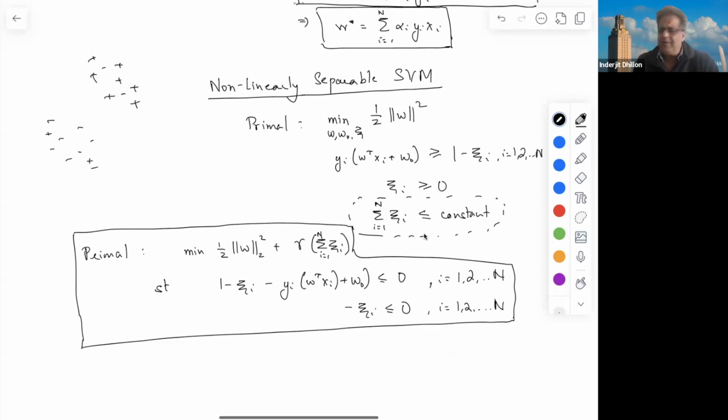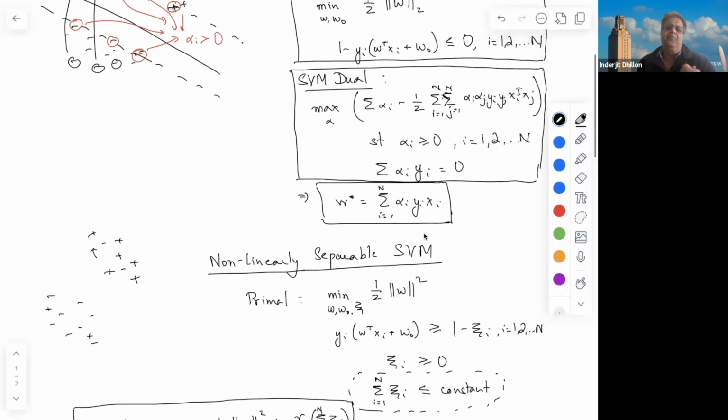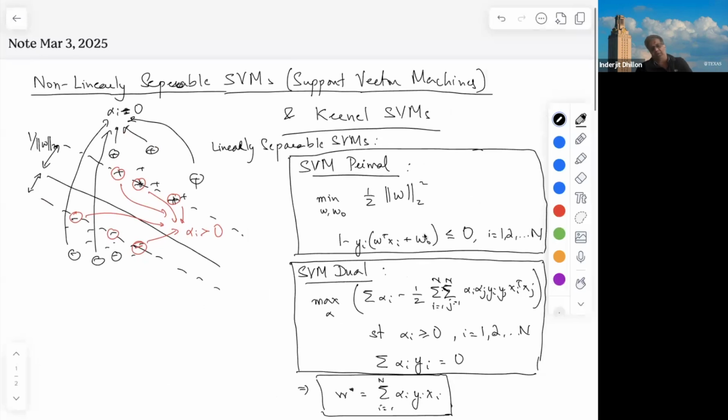Now, I don't know if I mentioned why we derived the dual. One reason was to get geometric intuition about what is actually happening and what my support vectors are. These are the support vectors, the ones where the alphas are greater than 0.